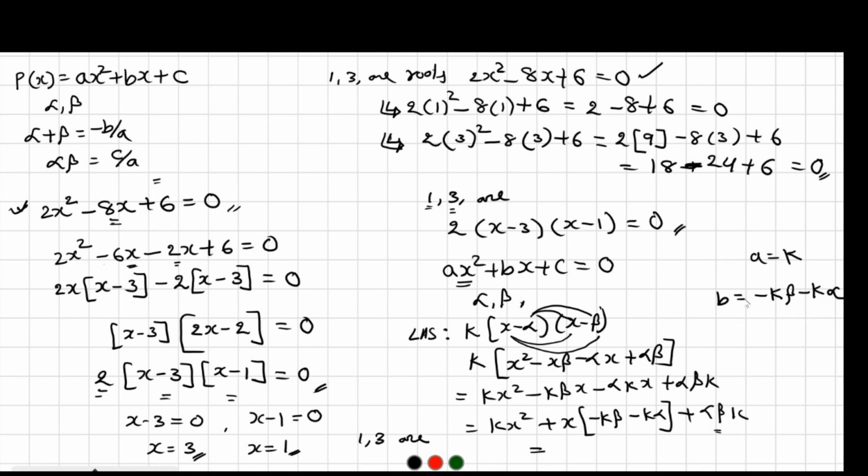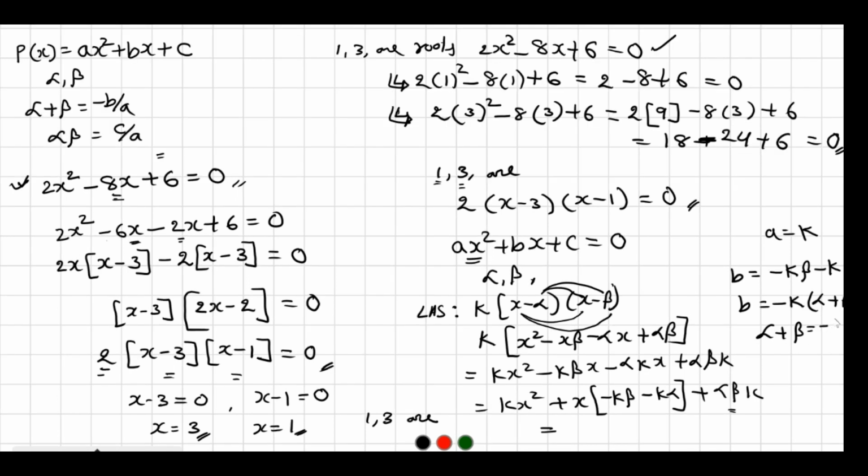What is the k here? K is the a, right? If you take common k, minus k, if we take it, this alpha plus beta, right? So what is alpha plus beta? Alpha plus beta is equal to minus b by k, right? So what is the k? K is the a. So alpha plus beta is equal to minus b by a.